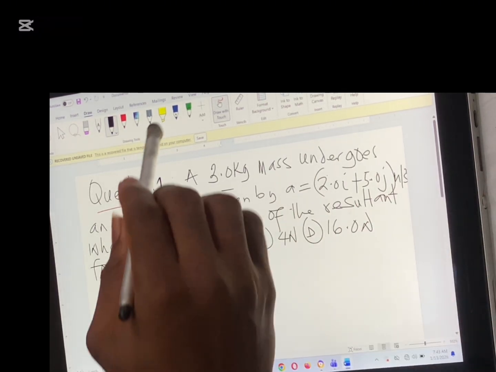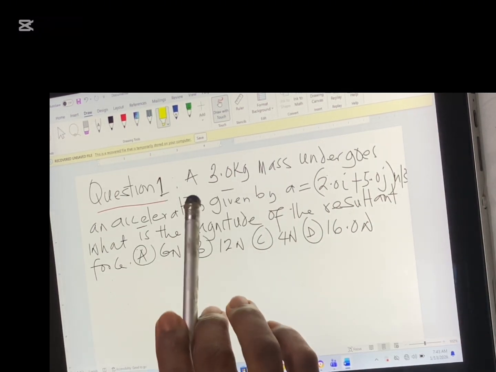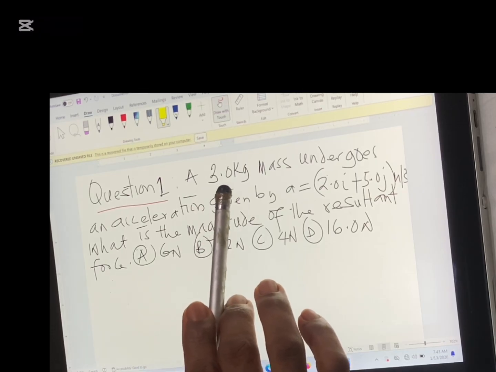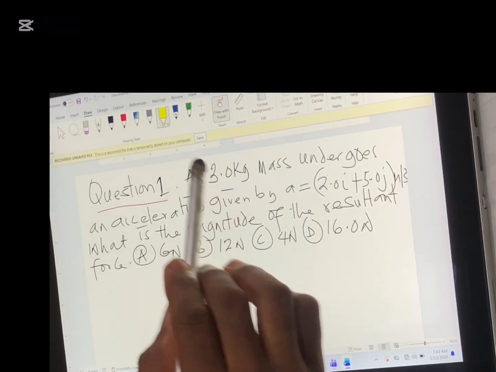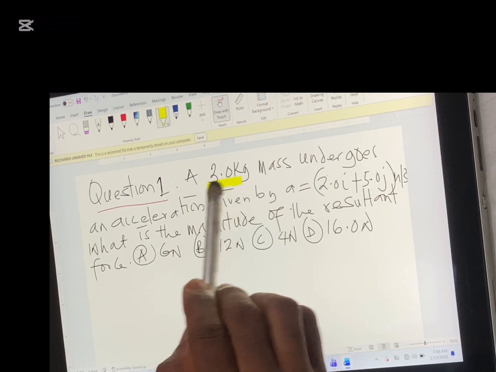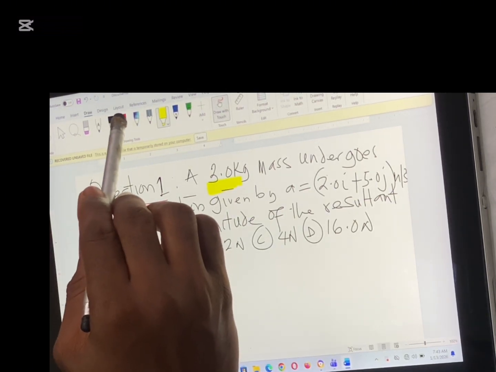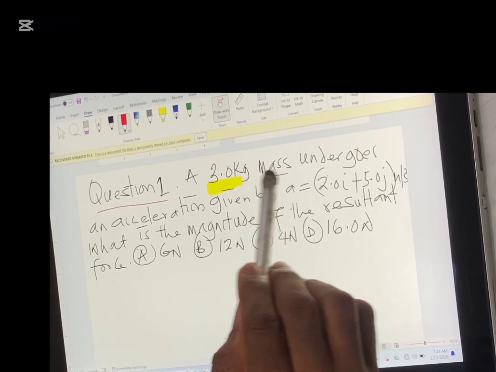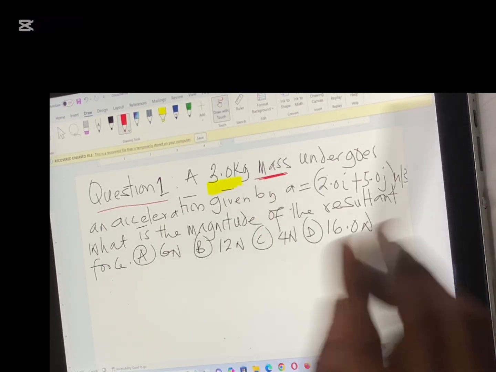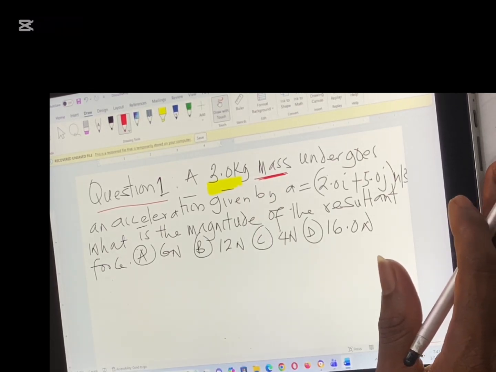All right, we are given a question here that is a 3.0 kg. 3.0 is the same thing as 3. Please take note. A 3.0 kg of mass. The first parameter given to us here is the mass. The mass is 3.0 kg, which is the same thing as 3 kg.